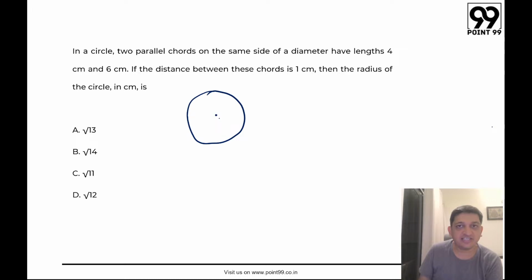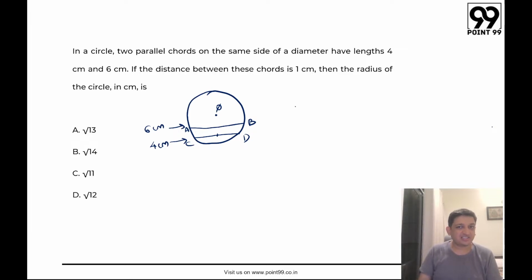two chords on the same side of the diameter have lengths 4 centimeters and 6 centimeters. तो जो दूर वाला chord होगा that will be shorter and the chord that is nearer to the center will be the longer chord. So this chord will be the 4 centimeter chord and this chord will be the 6 centimeter chord. So let's say for example this is O, let's say this is AB and let's say this is CD. ठीक है. The distance between these chords is 1 centimeter. We have to find the radius of the circle.